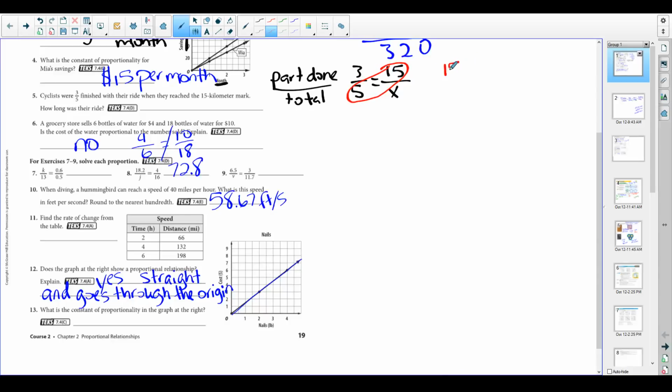So 15 times 5 is 75. And then divide that by the number we didn't just use. So 75 divided by 3 is 25. So we could say their ride was 25 kilometers. Okay, that is a big step up. Good job, little broomstick. Let's see, the other way we could have done this, we said 3/5.